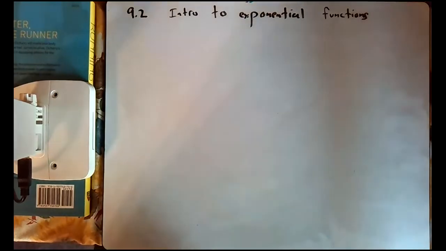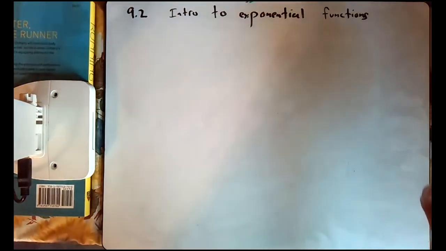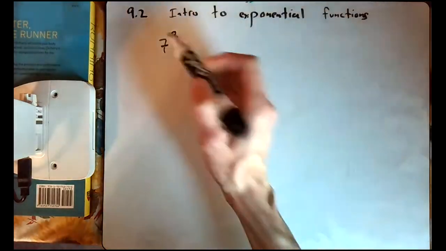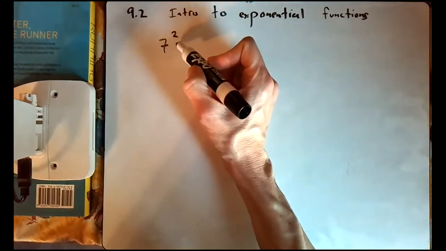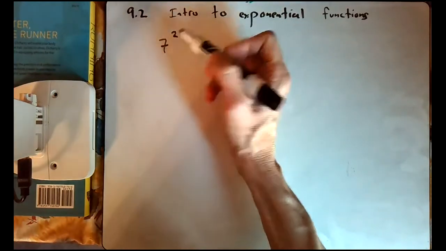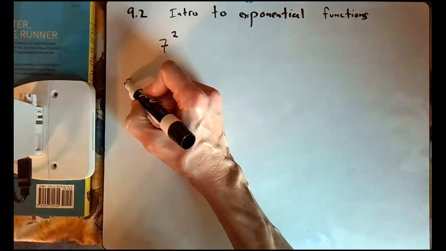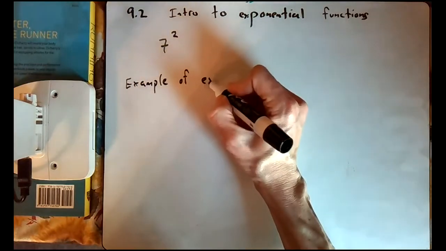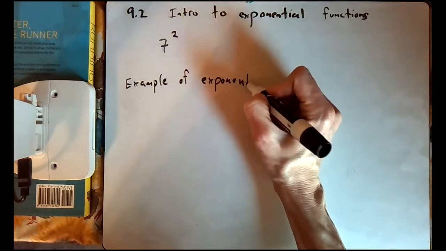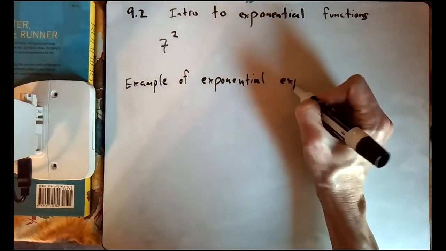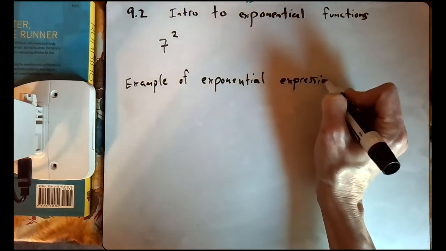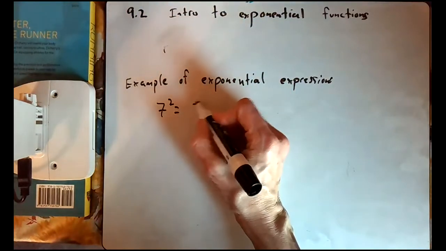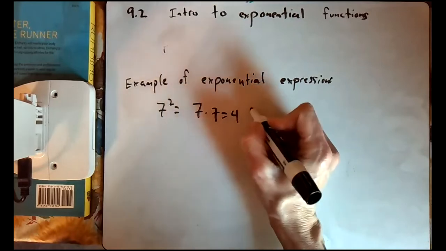So what are exponential functions? Well, you have dealt with exponential expressions, right? This is an example of an exponential expression, because you have a squared right there, an exponent. And then how do we figure that out? You just go, oh yeah, 7 times 7 is 49.